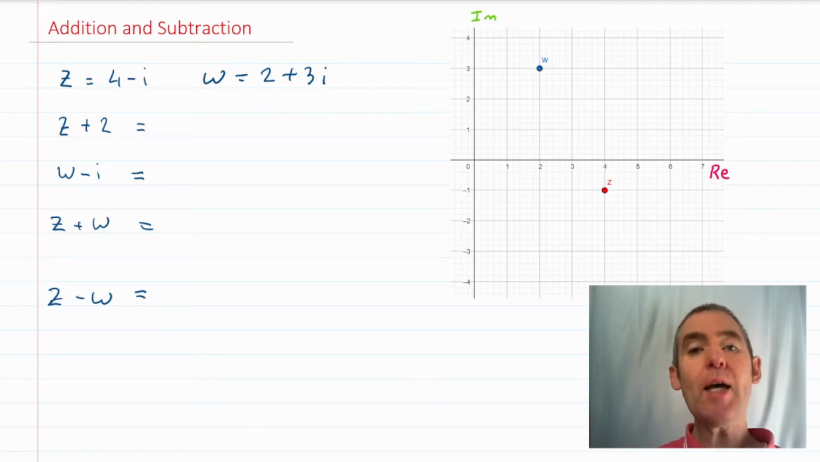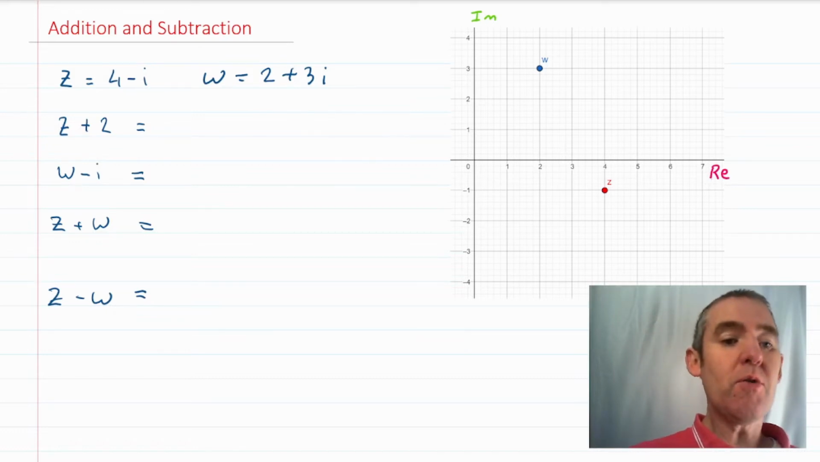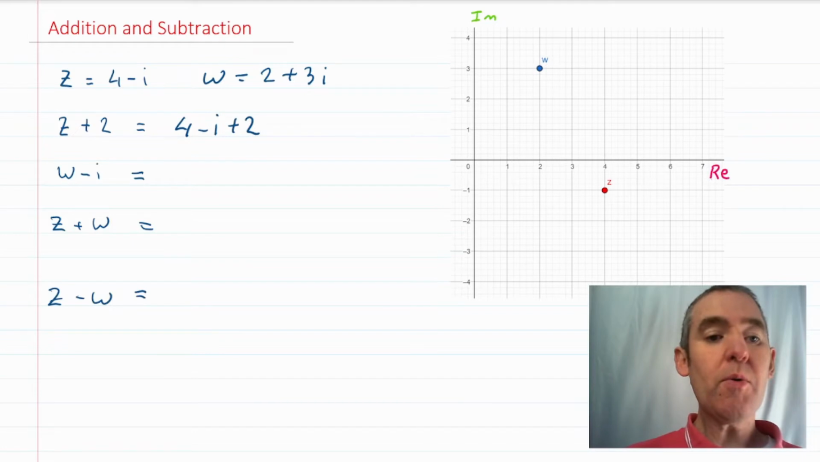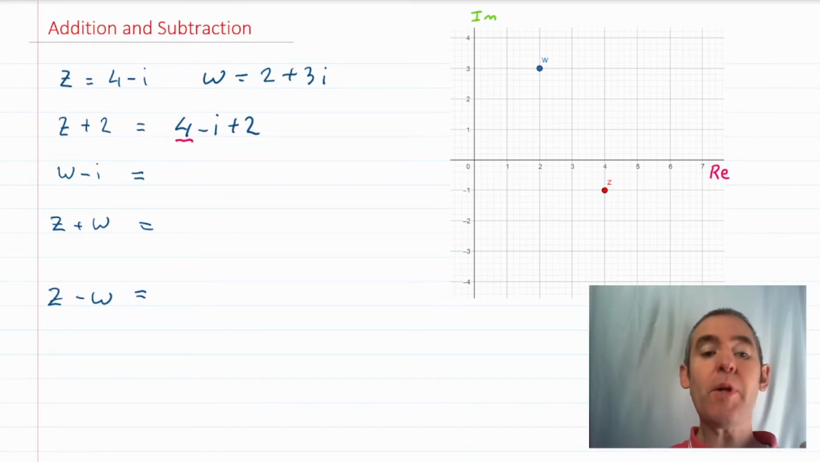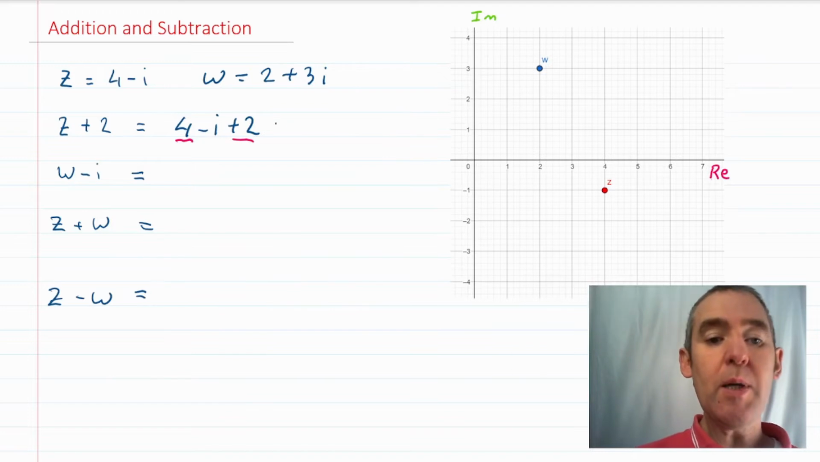So what happens if you add, let's say, a real number to a complex number? In this case we're going to add 2 to z, and z is 4 minus i. So what we're going to do is just look at the real part of z and add 2 to that. So it ends up being 6 minus i.